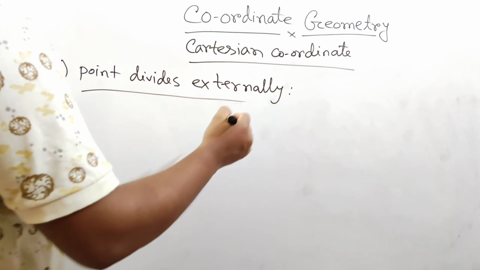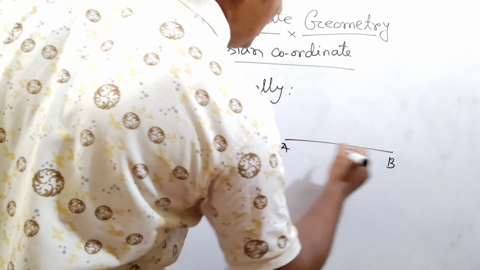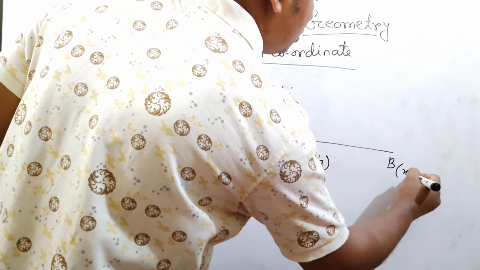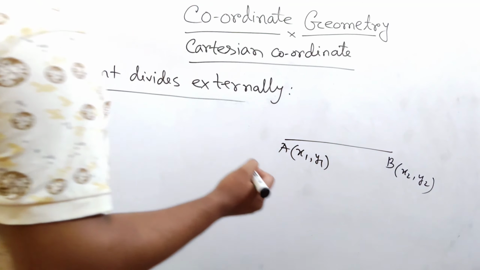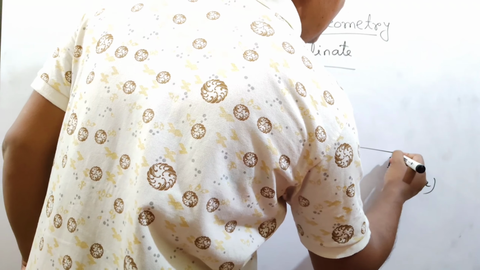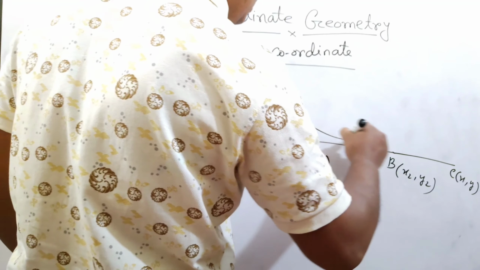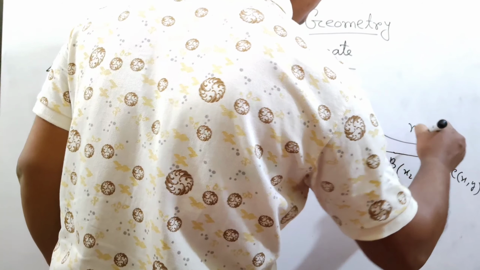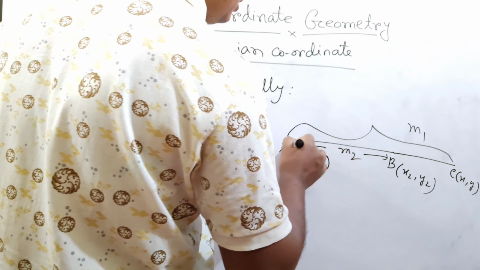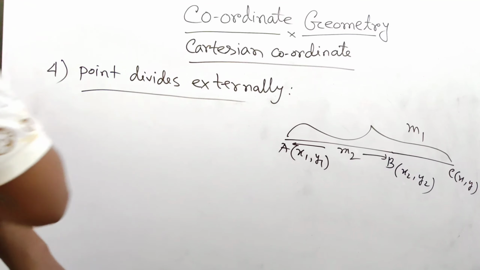Okay, so formula: suppose AB is a line segment, with coordinates of A being (x1, y1) and B being (x2, y2). For dividing a line segment externally, we must extend this line up to C, that is (x, y). So here this part is M1 and this part is M2. That means the ratio is M1 to M2. So then we can easily find the formula.